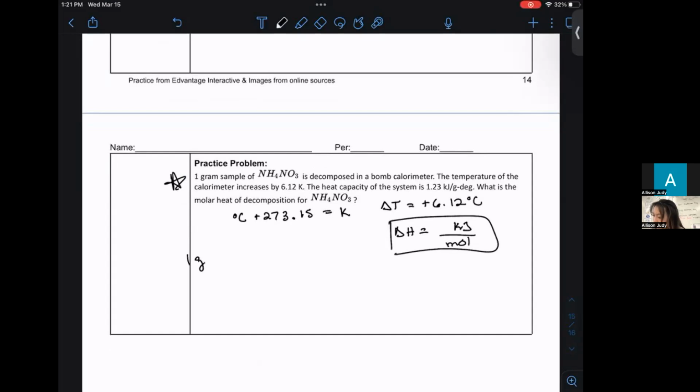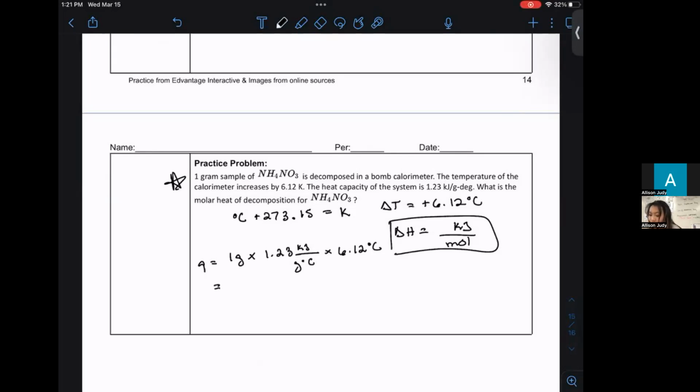1 gram. Okay, Q equals 1 gram times heat capacity. And you have heat capacity in kilojoules per gram per degree. You can turn that into joules initially, or you can leave it as kilojoules because you want it eventually as kilojoules. So 1.23 kilojoules per gram degrees Celsius times change in temp 6.12 degrees Celsius. And what you should have gotten is a value of Q.